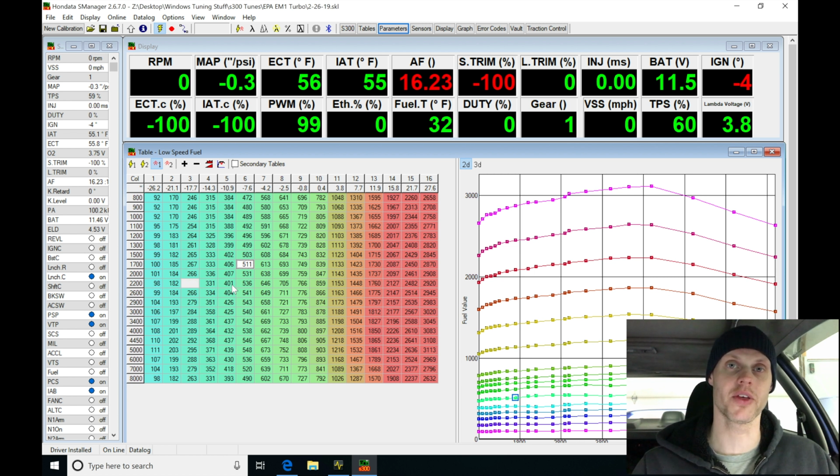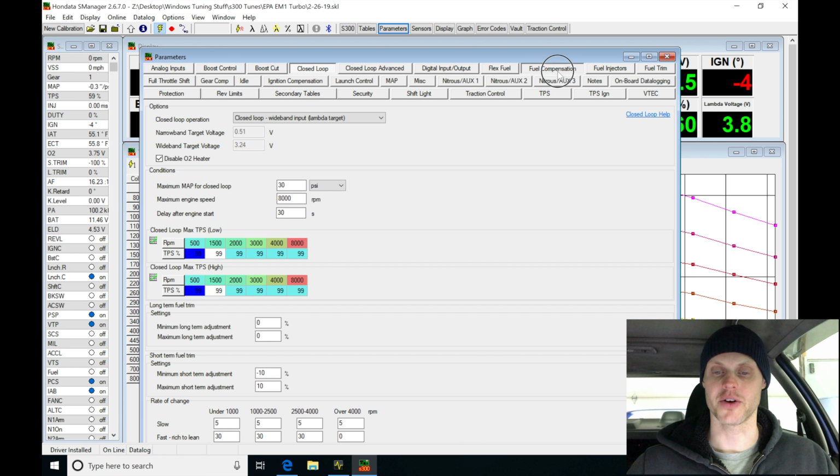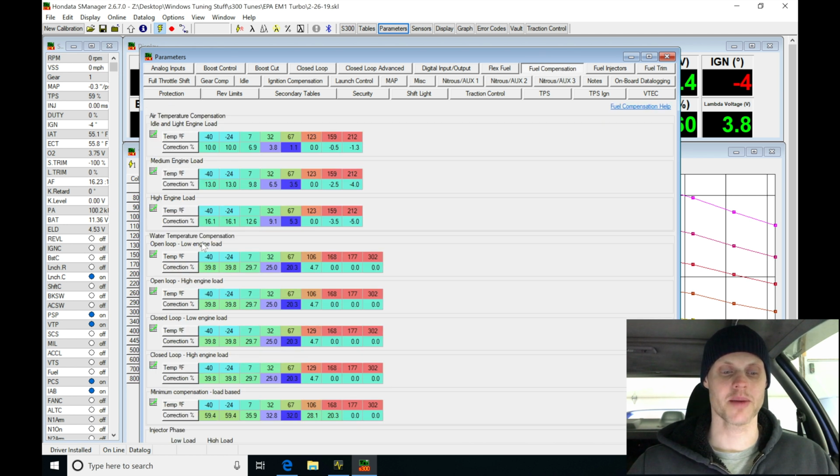So let's go over a couple of things so we're very clear of what to look for and what to be aware of. Now, jumping in here to parameters, under fuel compensation, water temp compensation, open loop, closed loop, we set these tables all to the same values so that it was very easy to expose what was going on with the correction factor.